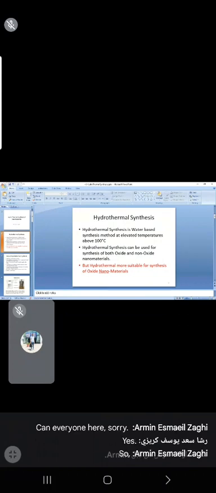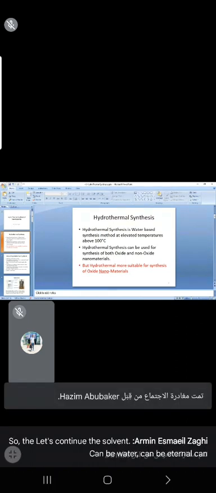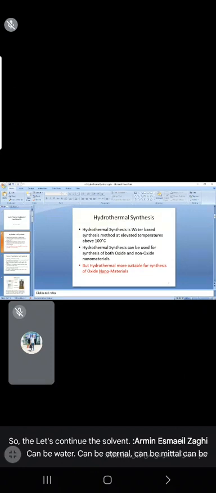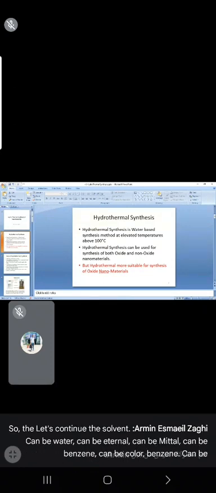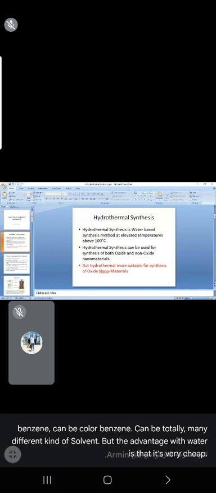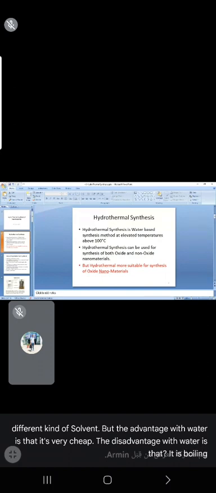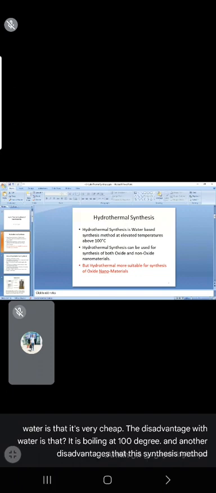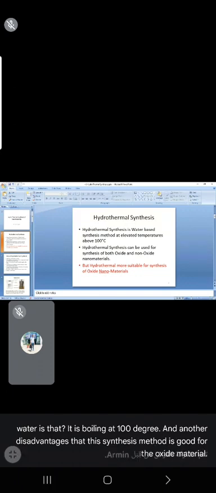So let's continue. The solvent can be water, ethanol, methanol, benzene, chlorobenzene, toluene, or many different kinds of solvents. But the advantage with water is that it's very cheap. The disadvantage with water is that it boils at 100 degrees. Another disadvantage is that this synthesis method is good for oxide materials, not very interesting for other kinds of materials.